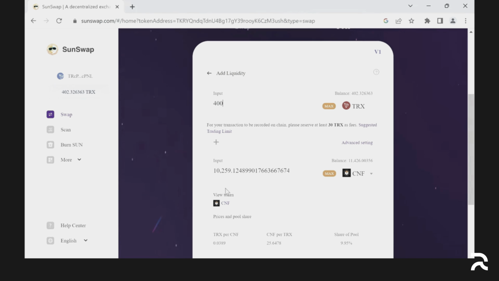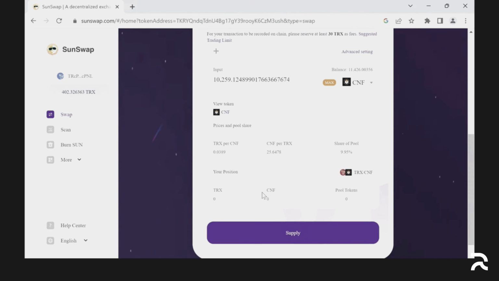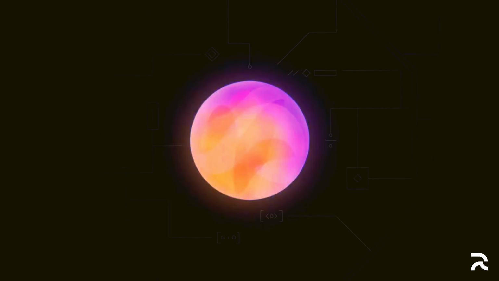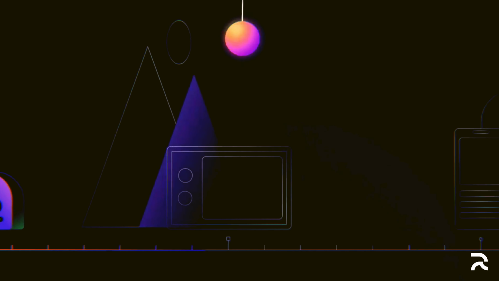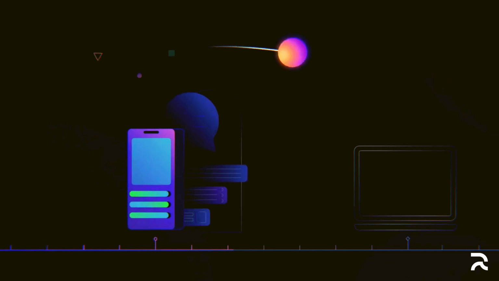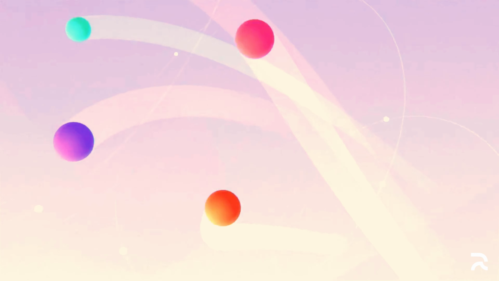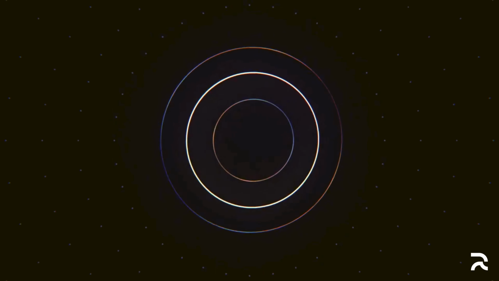Success confirmation. After the network confirms the transaction, your trading pair is live on SunSwap. You can now trade or provide further liquidity as desired. Successfully managing your new trading pair involves regular monitoring and adjustments based on market conditions. Ensure you understand the liquidity demands and potential shifts in token value to maintain a healthy and profitable trading environment.